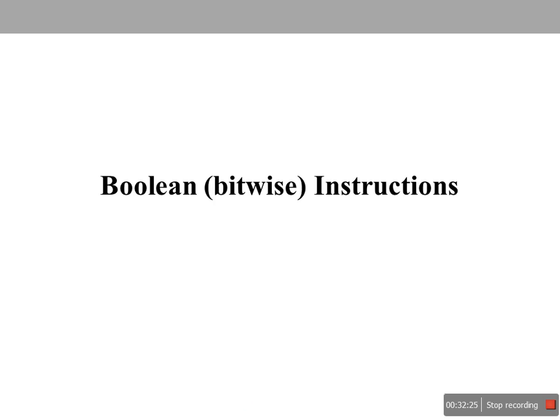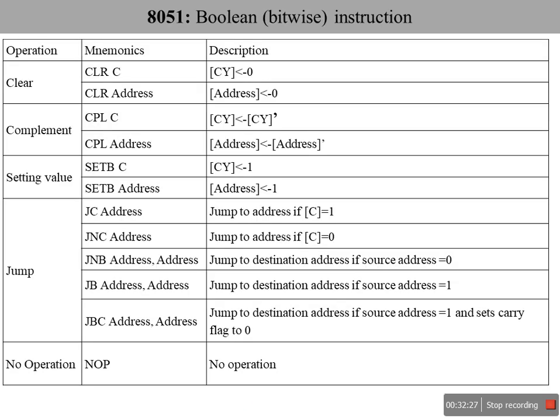Coming to the Boolean bitwise instructions, we have various Boolean instructions which operate on a single bit. For example, the operation clear. If we say CLR C, the content of the carry flag will be cleared, that is, it will be 0. Then CLR address, this is bitwise. When you mention any address here, that bit at the address will be replaced with 0. So if you say CLR 24H, 24H is the address of the memory location which will be cleared by this instruction.